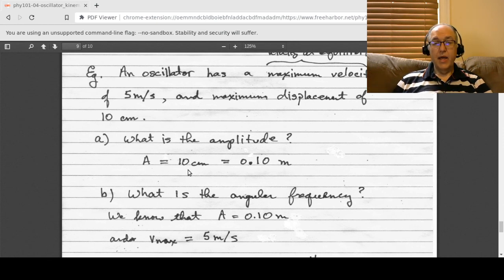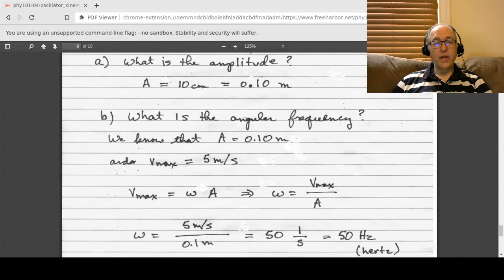That's just 10 centimeters. And better convert this to MKS, because you can see here the 5 meters per second is MKS, but the centimeters is not. And so the amplitude, 10 centimeters, that's the same as 0.10 meters. Okay? So there we go. That answers question A. Question B is, what is the angular frequency?